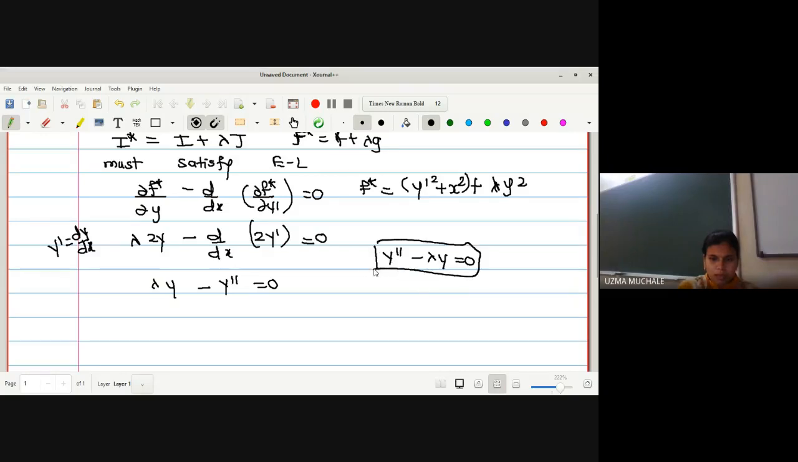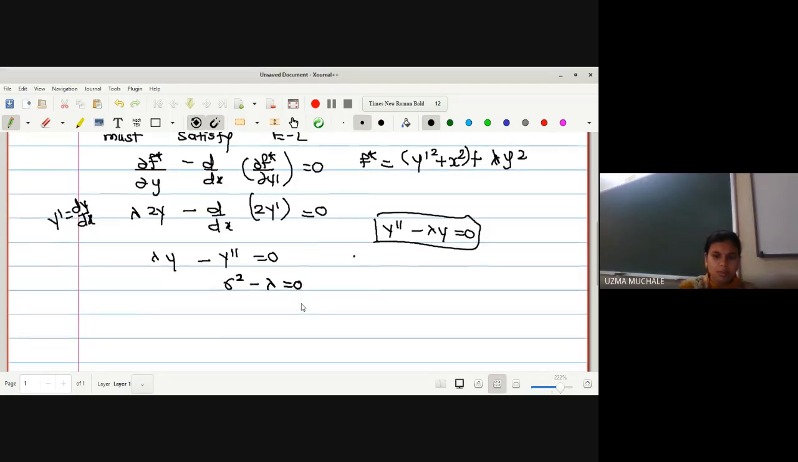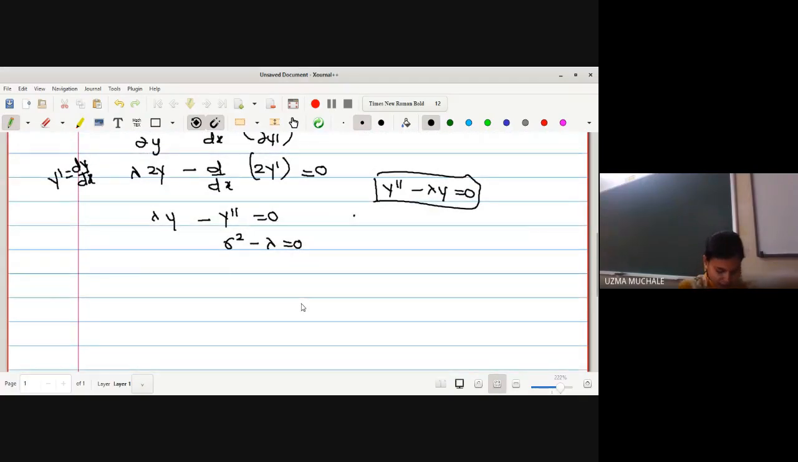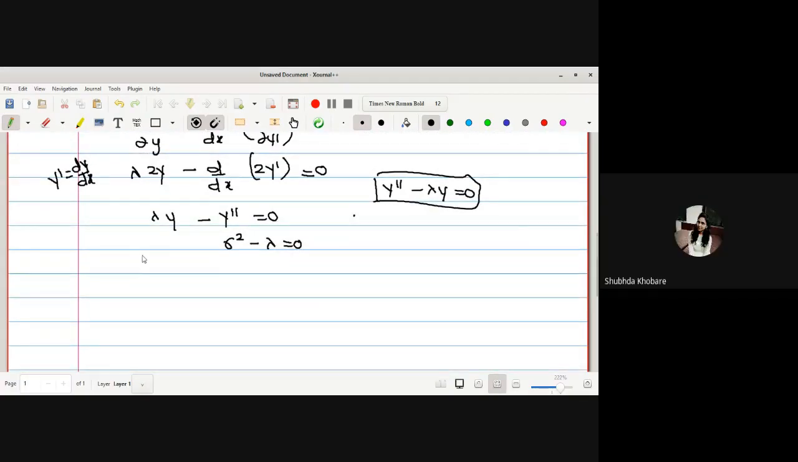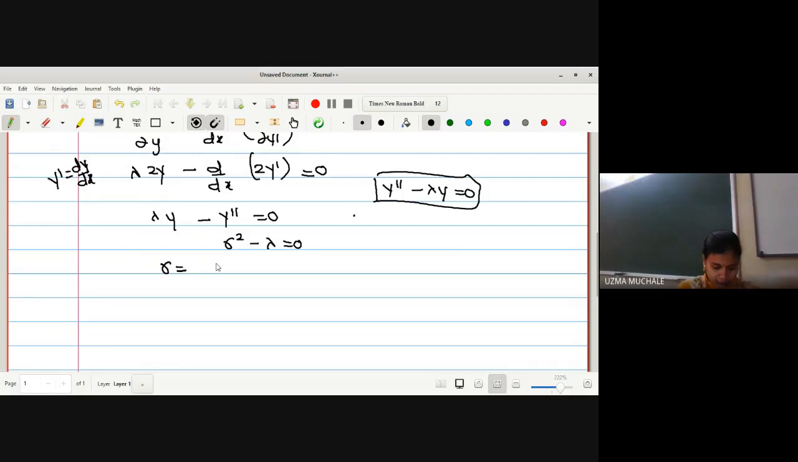Okay. So what will be the characteristic equation for this? It will be r square minus lambda is equal to 0. Right? Yes, ma'am. Okay, what will be the value of r in this case? It is nothing but plus or minus under root of lambda.